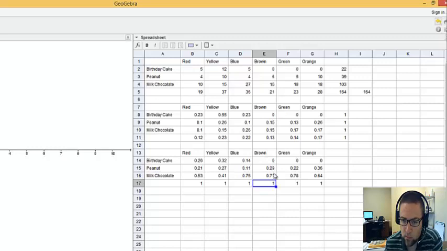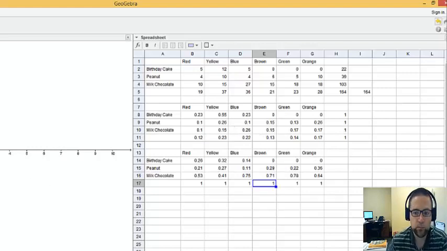So it makes sense that 0% of the brown M&Ms came from the birthday cake pack, right? And 71% came from the milk chocolate. And it does seem that the milk chocolate is going to pretty much dominate this list because there are just more of them. Does that make sense?